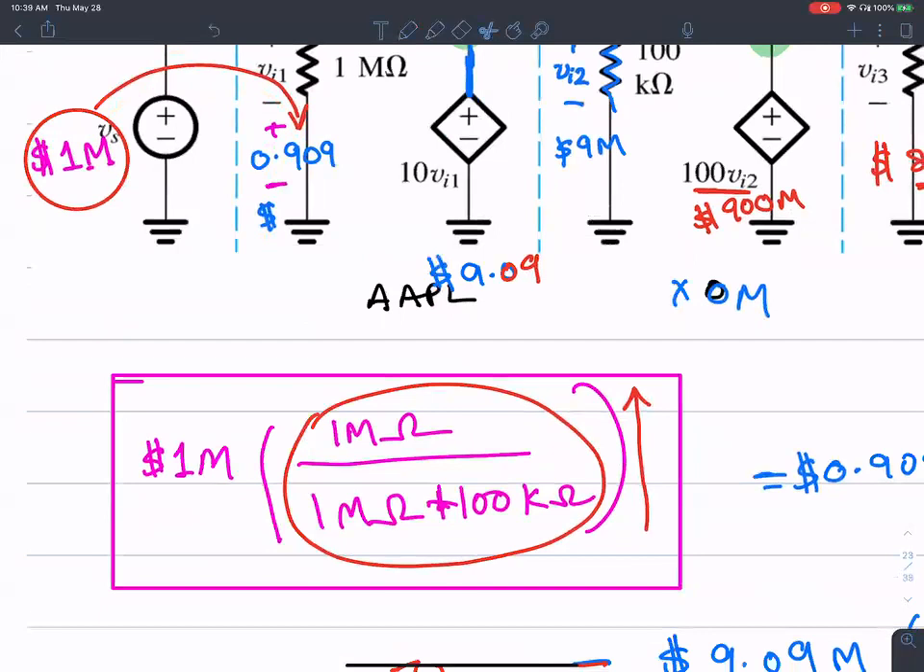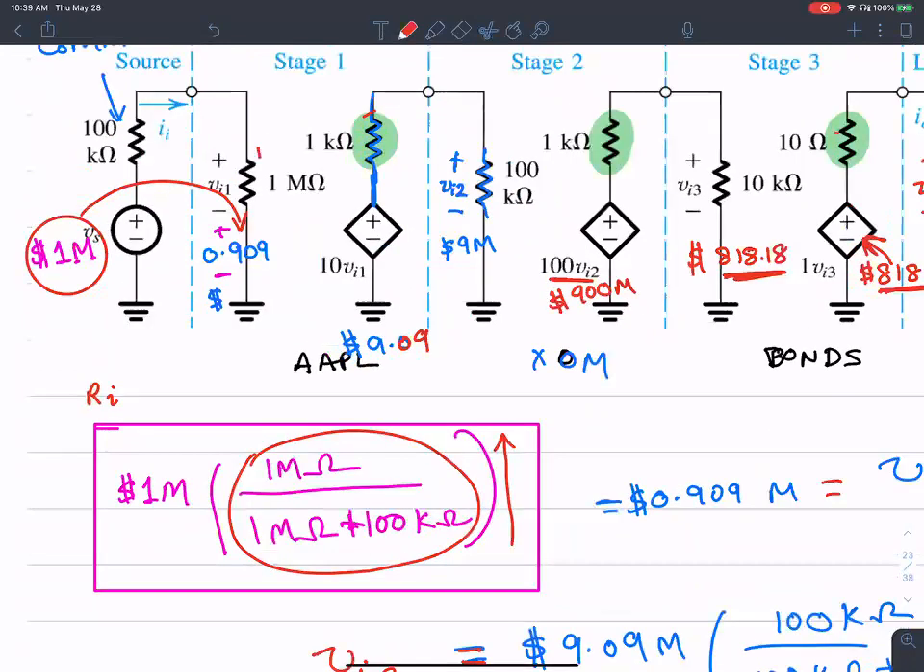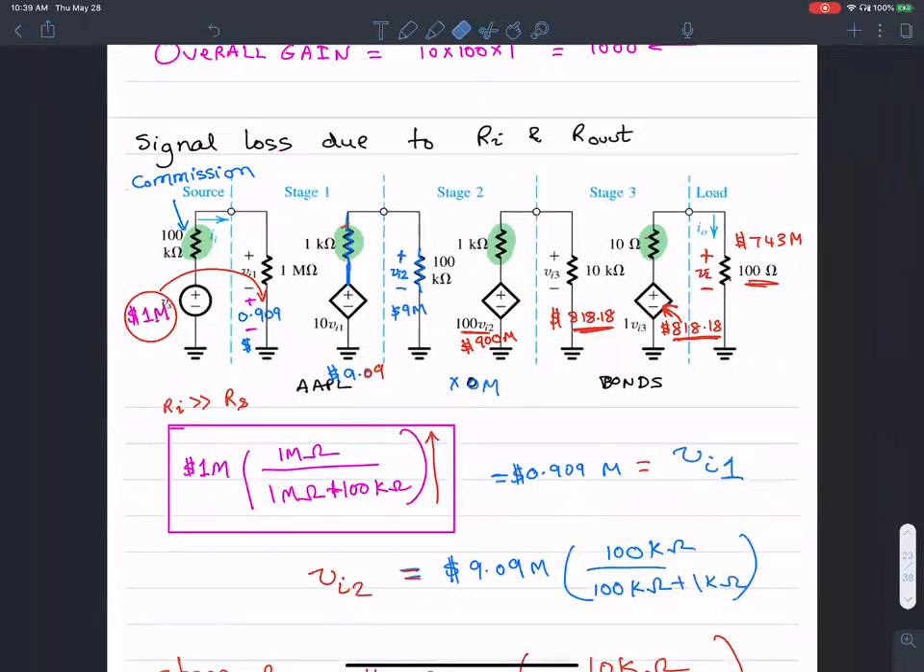If you make this number as big as possible, then you're going to end up with a big chunk of that coming here. So what you want to do is make your R input, which is this guy, much greater than R source, which is this guy. If you make sure that the resistance in the investment itself is much larger compared to the resistance about the commission, then the denominator is approximately very close to the numerator, then you end up close to 100% of your input showing up as your investment.